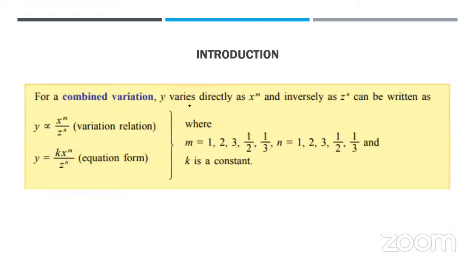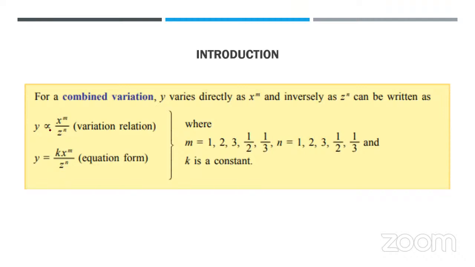So we have a brief introduction over here. Mixed variation, or combined variation, is very intuitive from the name. It's a combination of inverse variation and direct variation. So you're just combining the two of them.